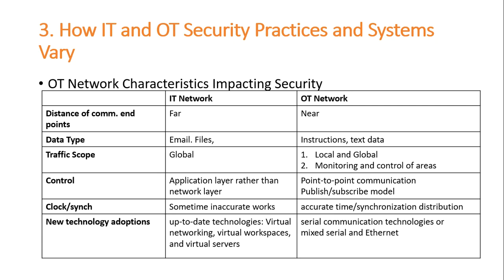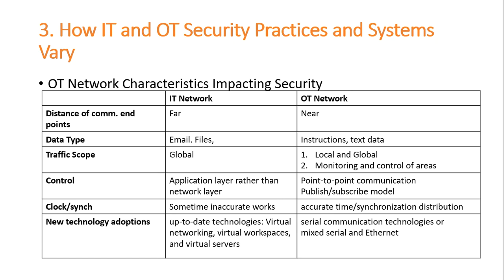Then the controlling mechanism. In the IT network, certain application layer protocols control the network rather than the network layer. But in the OT network, it is all about small scale: point-to-point communications, along with the publish-subscribe model, are used for communication. The publisher controls things, and point-to-point means individual machines can take control of each other.